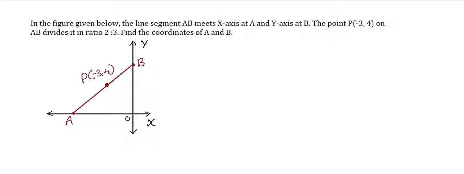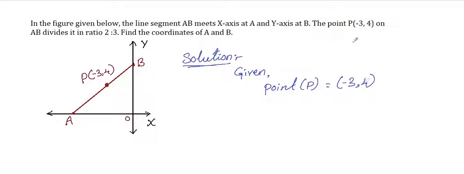Let's solve the question which I have written on the whiteboard. A graph is given where a line segment AB meets the x-axis at A and the y-axis at B, and the point P is given. The point P lies on AB, which divides it in the ratio of 2 to 3. So we need to find the coordinates of A and B.